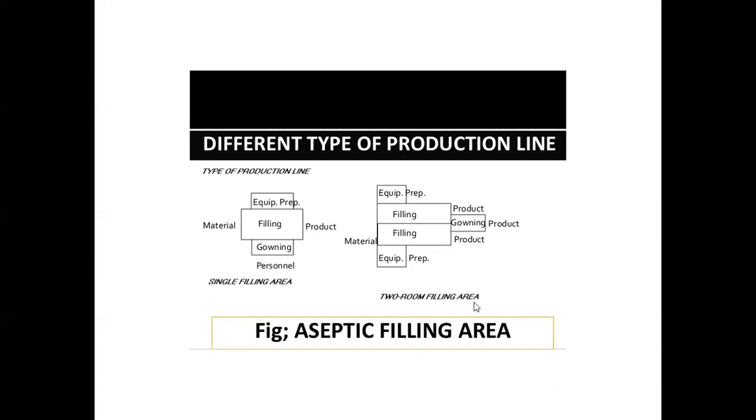Here the 2-room filling area is there. So material is provided, and here is the equipment preparation, meaning as we saw in the last slide, the equipment and containers are clean and sterile, and then these are transferred to the filling area. Then personnel are there, where the gowning area is also provided, and we get the product. So this is the 2-room filling area.